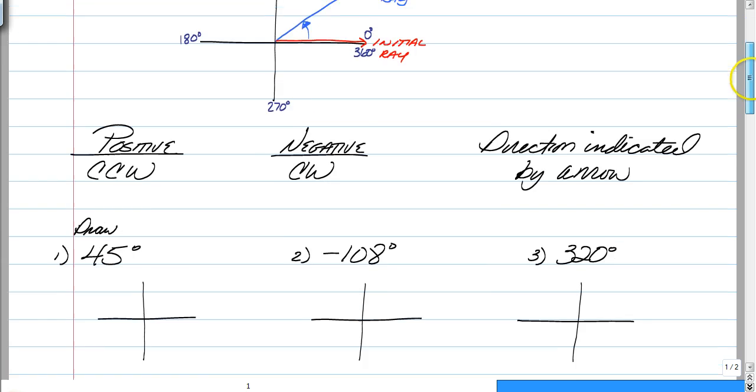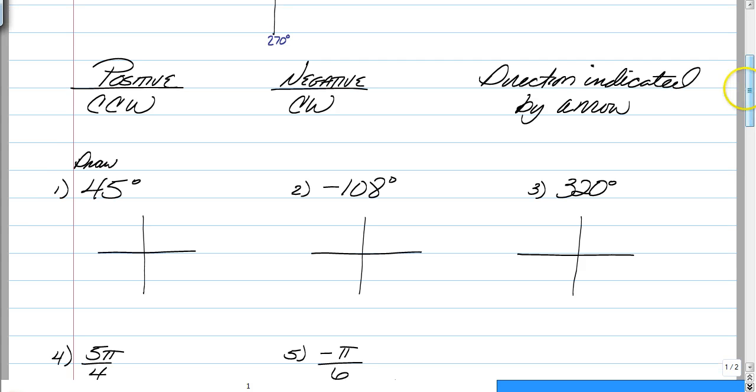So to draw a 45-degree angle, really the only thing you need to do is draw an arrow starting at your initial ray, and there you go. That's it. Because it's always going to be based on the positive x-axis is where you're starting. So that's it. You just did 45 degrees, and it was counterclockwise because it is a positive angle.